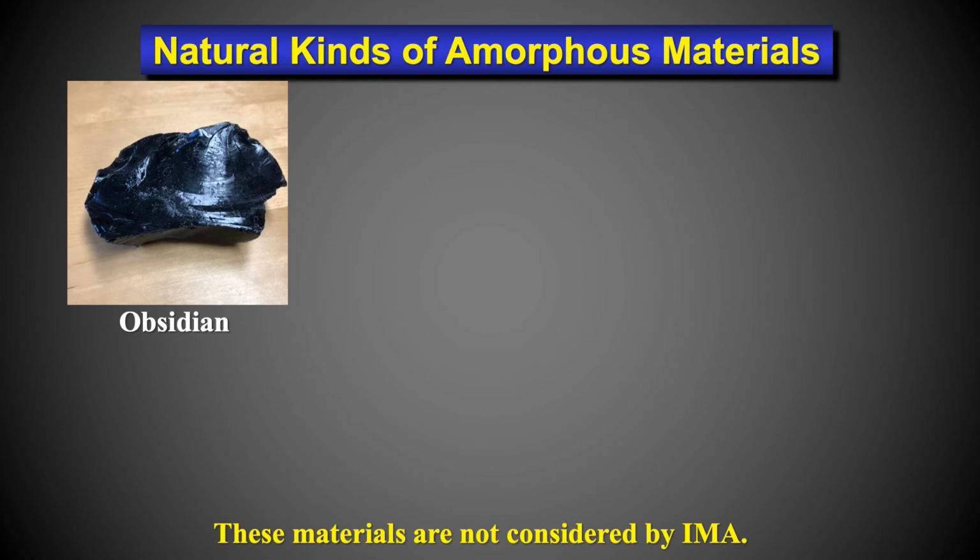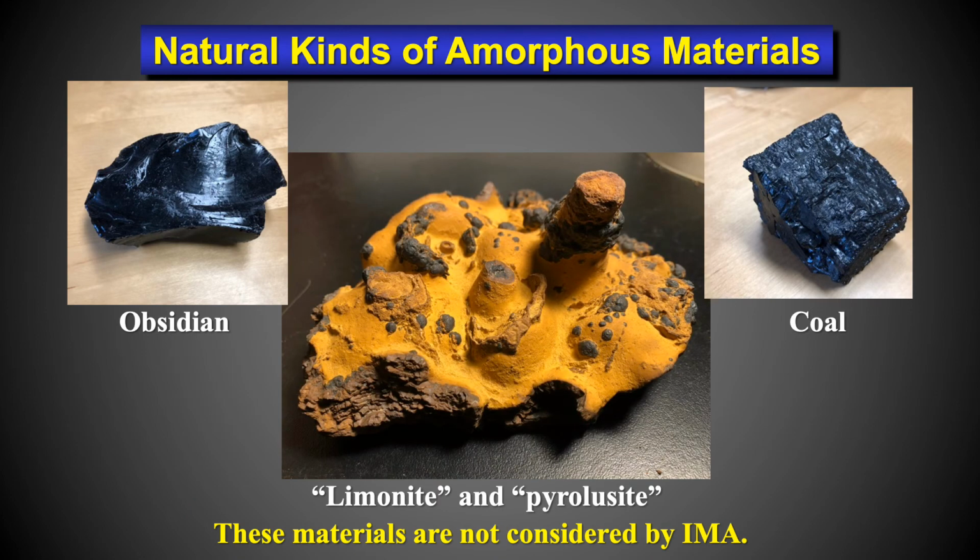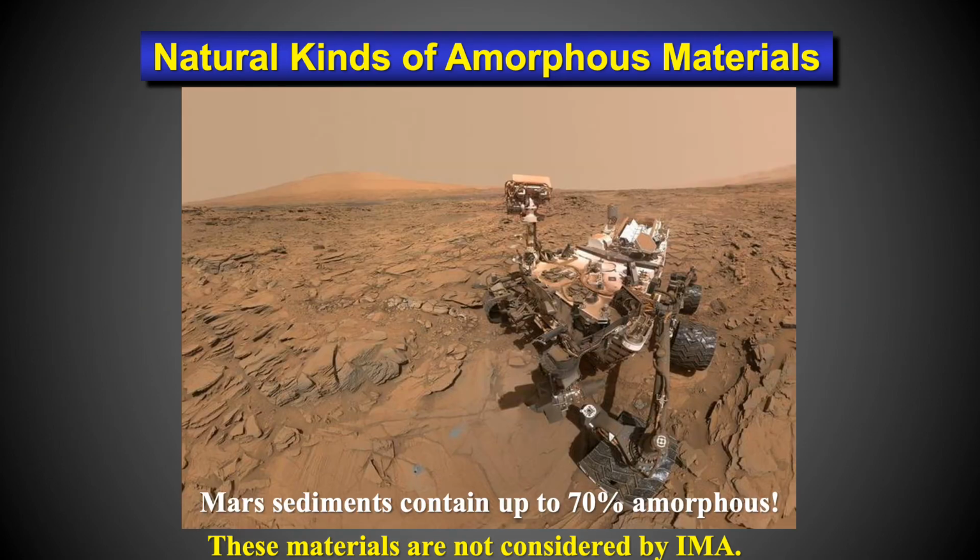And then finally, we have things like obsidian and coal and limonite and pyrolusite, materials that aren't considered by IMA, but we think need to be considered. Just look at the surface of Mars, where in some cases Curiosity is finding up to 70% amorphous materials. They're just not considered by IMA, but we need to.